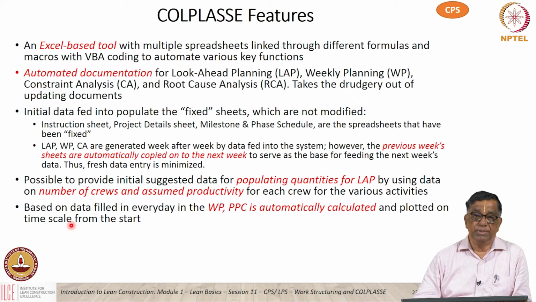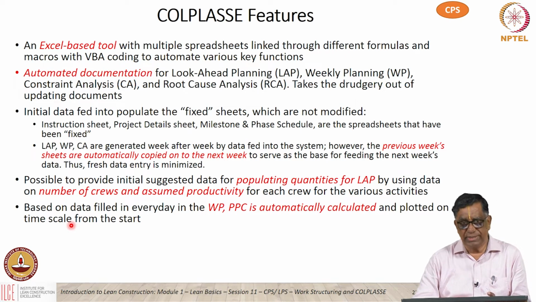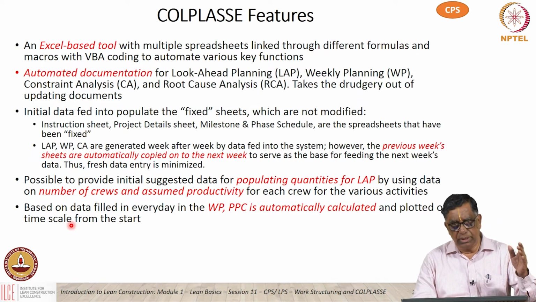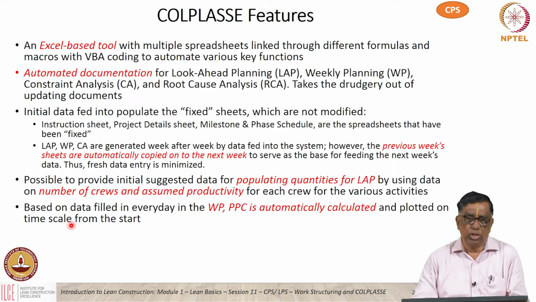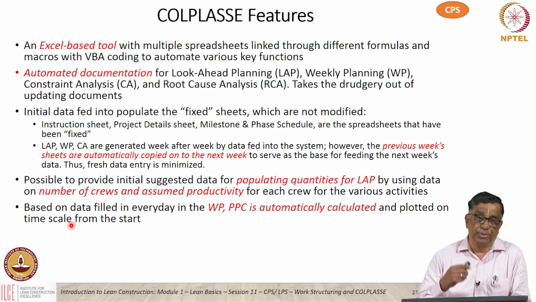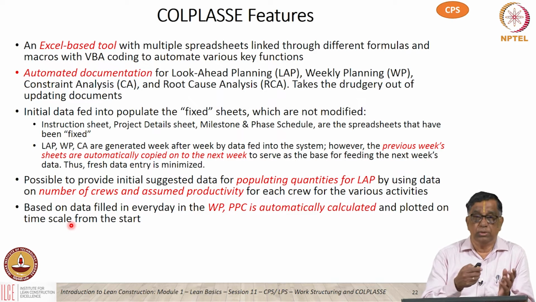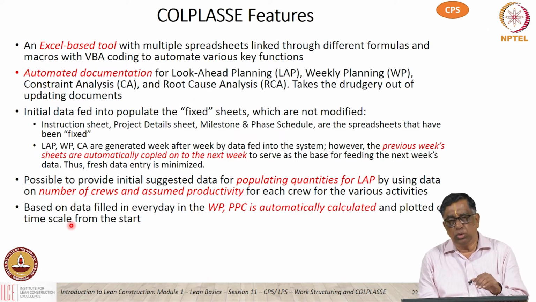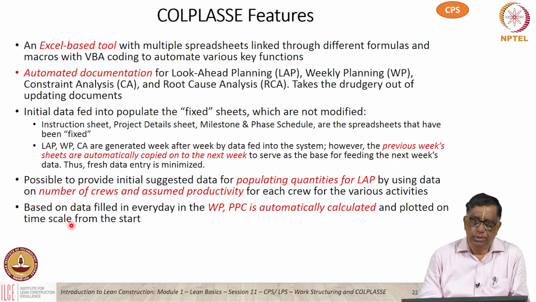And wherever the PPC is less than 100, the program also prompts you for the root causes. The root causes get built up since the beginning, and you also have an analysis of what is the predominant root cause, and what is the progression of root causes. So the PPC and root cause pie chart get plotted automatically. That plot gets updated week after week based on the actual data input on a daily basis.